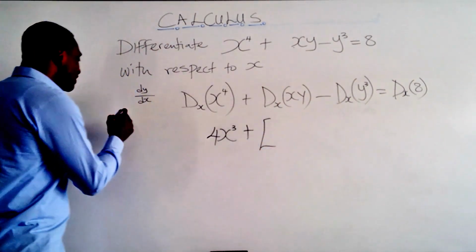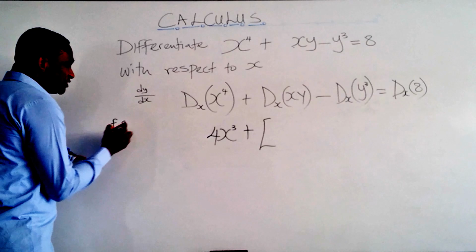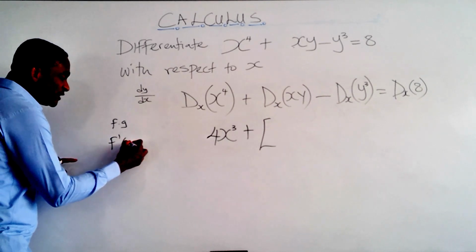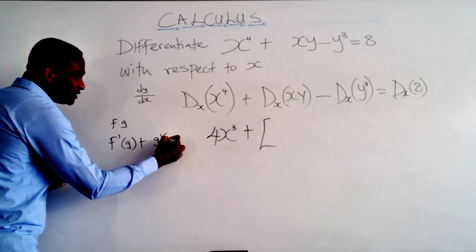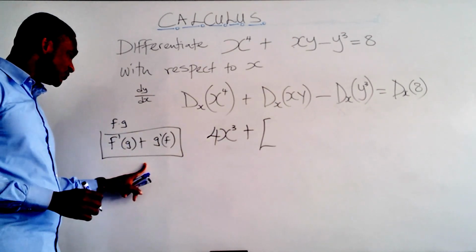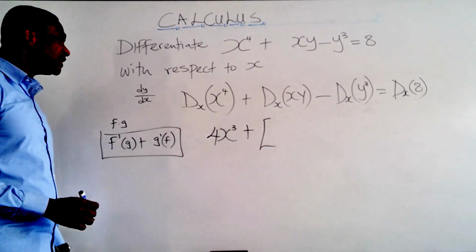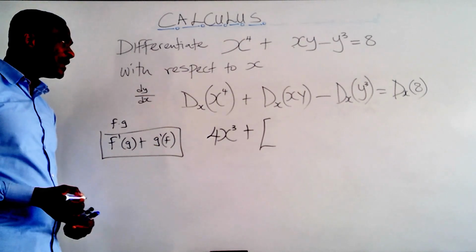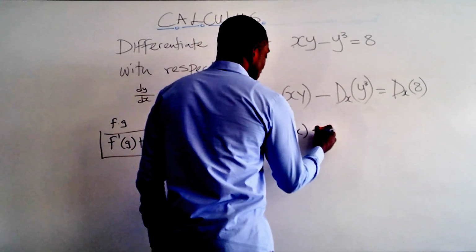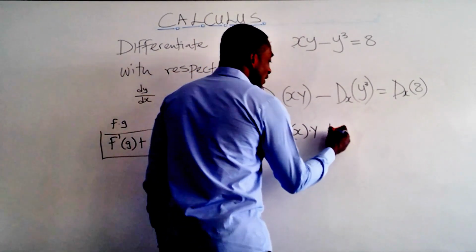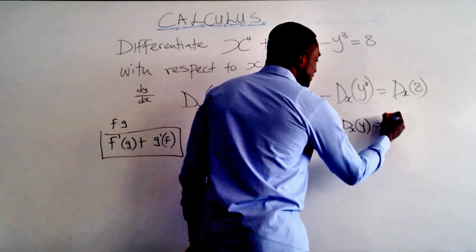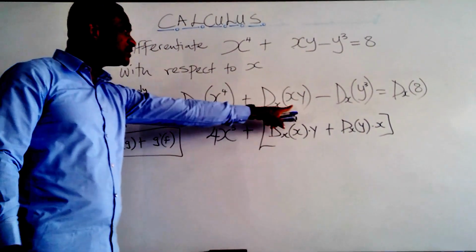And the product rule says, if I have f times g, two functions, the derivative of f times g will be the derivative of f times g plus the derivative of g times f. So this is what we have as our product rule. So that is how we are going to differentiate that. So we are going to break down x and y. So we are going to have the derivative of x times y plus the derivative of y times x. That is the product rule based on what we have here.